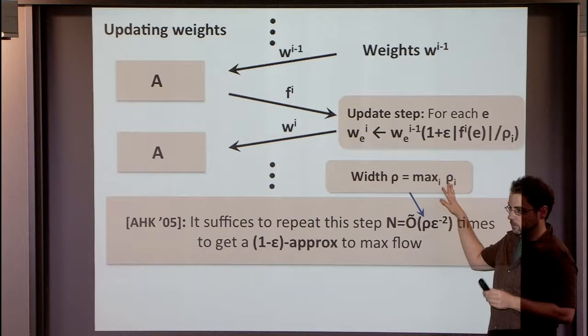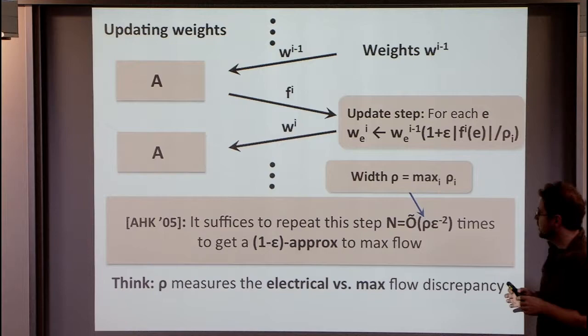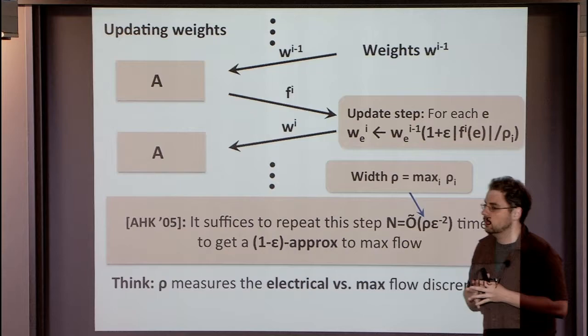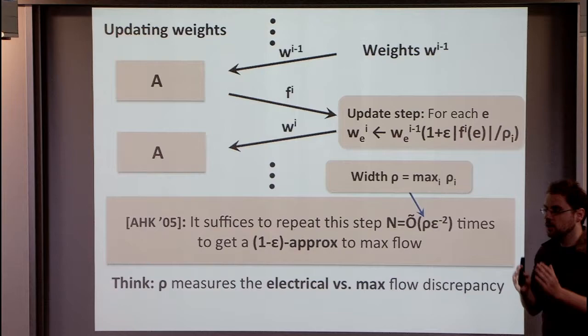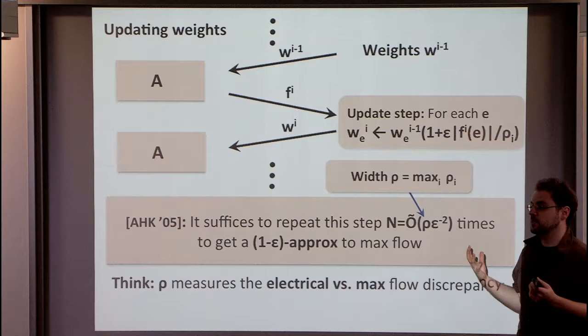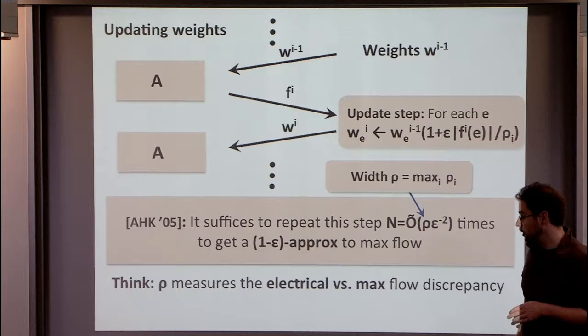And also, just a couple of remarks. The way to think about this rho is roughly a measure of how much the answers of our crude algorithm, in our case the electrical flow computation, differ from the actual max flow. It's a measure of similarity. When rho is close to 1, then the answers returned by our oracle are essentially max flows, so we expect a faster convergence. If they are very different, then we expect a slower convergence. In particular, it's not hard to see that this linear dependence on rho is unavoidable.